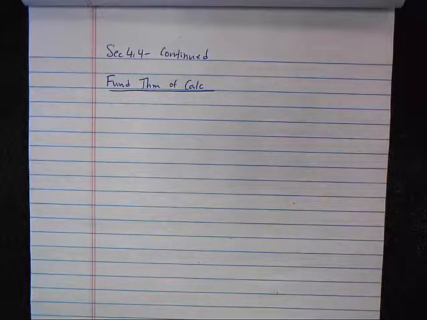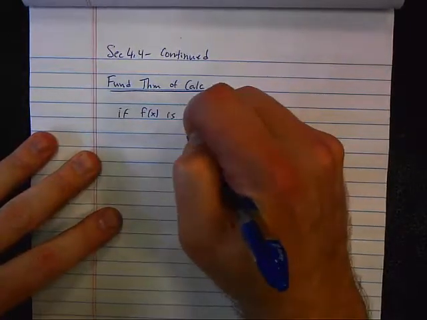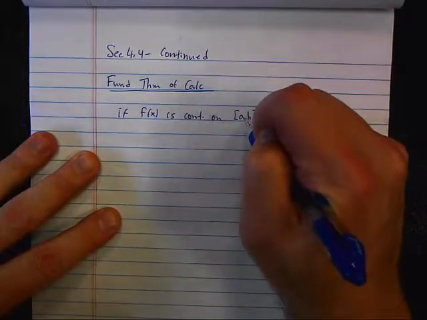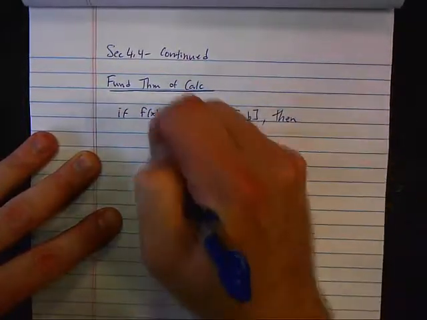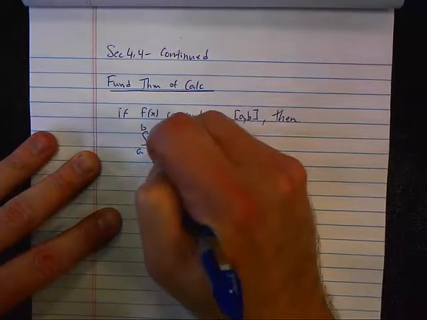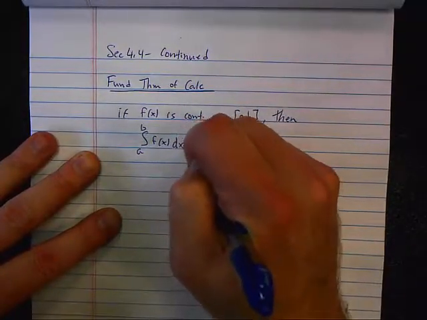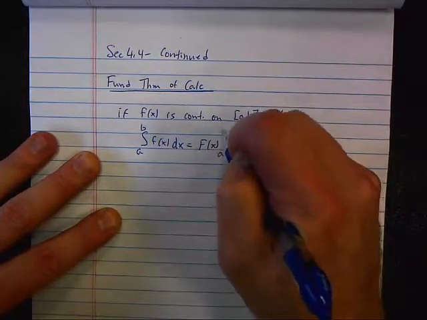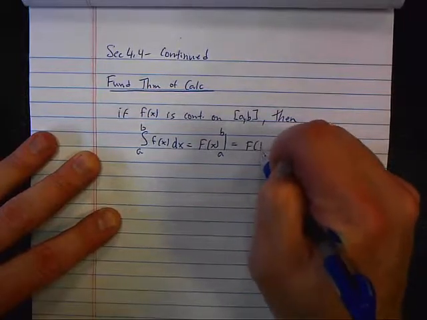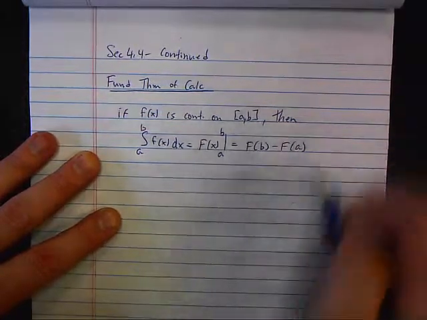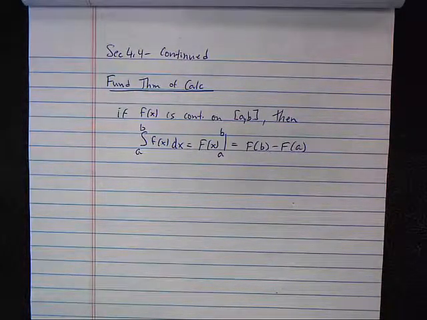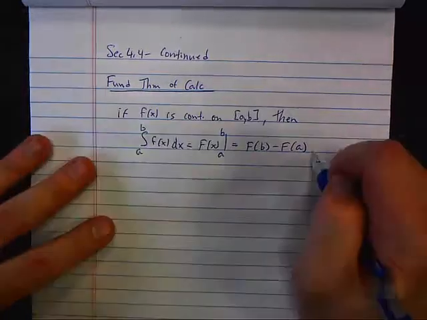All right, here's where we left off. We had: if f of x is continuous on the interval a to b, then the integral from a to b of f of x dx equals capital F of x, evaluated at a and b, which we wrote as F of b minus F of a, where, what was capital F of x again? Any antiderivative of little f of x.